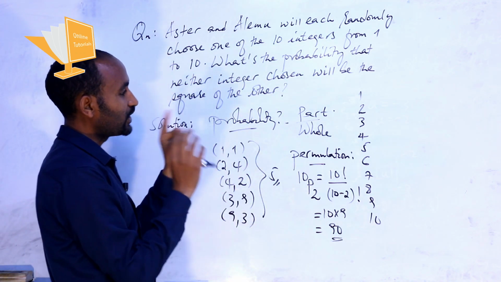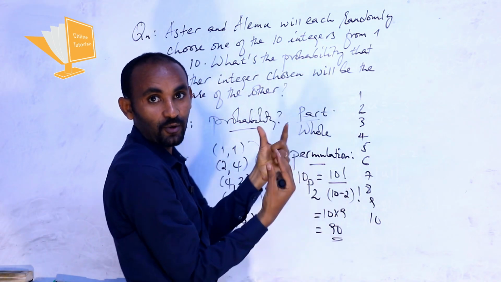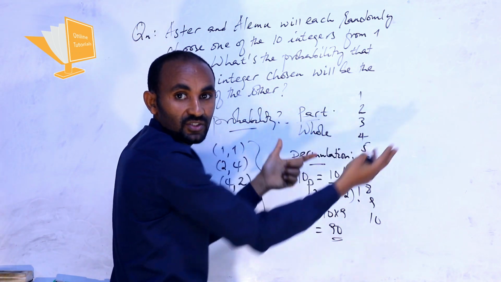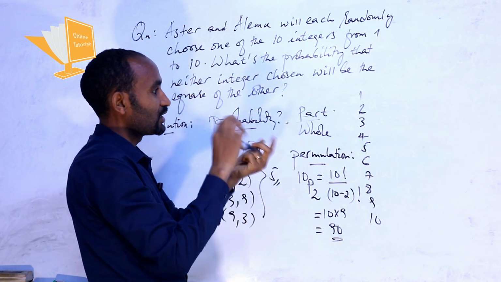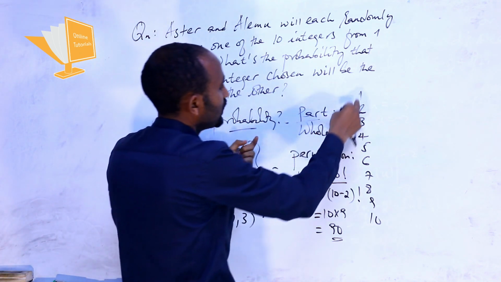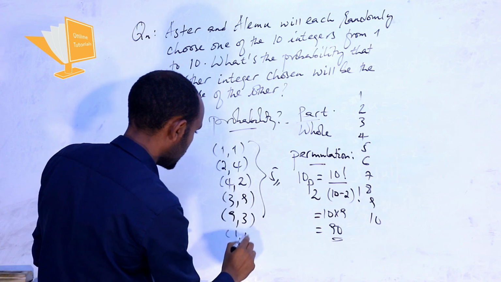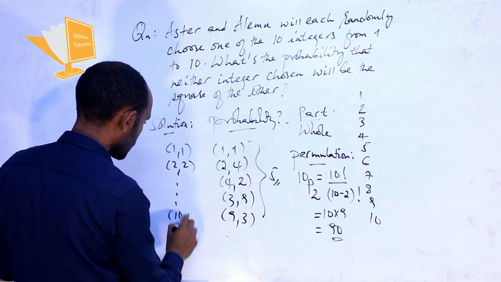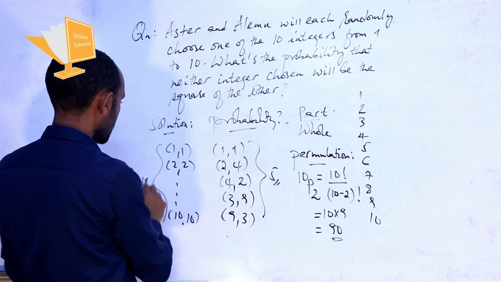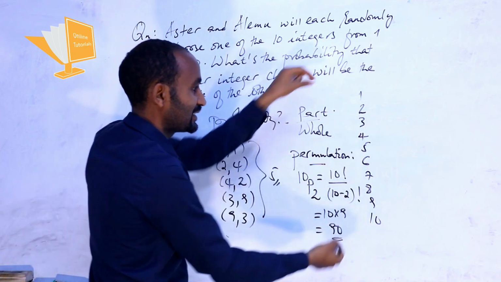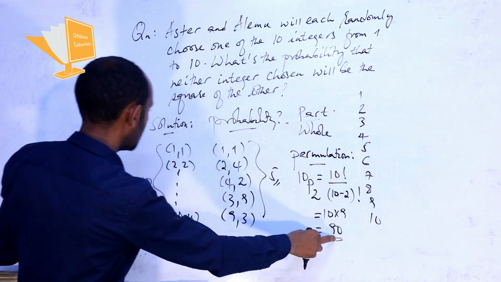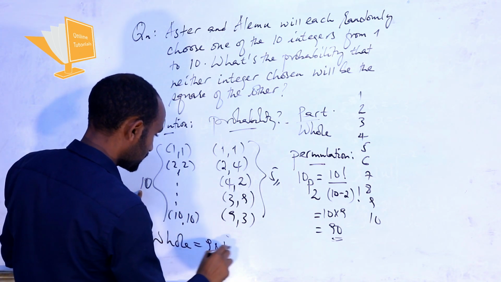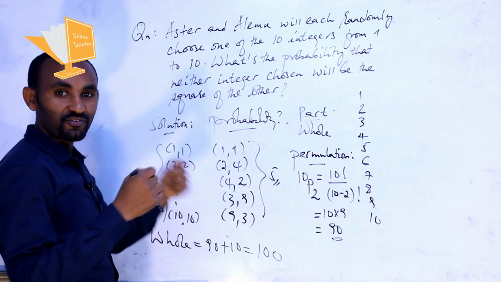Okay. This is when we consider these numbers as distinct values. Now, Aster and Alamu can call the same number: 1 and 1, 2 and 2, 3 and 3. In that case, we don't reverse it. 1 and 1 is the same in both cases. So we have 10 such pairs: 1 with 1, 2 with 2, up to 10 with 10. How many are there? 10. So here we have 90 when you consider only the distinct values. So the whole is 90 plus 10, which is 100. So we have 100 such pairs.